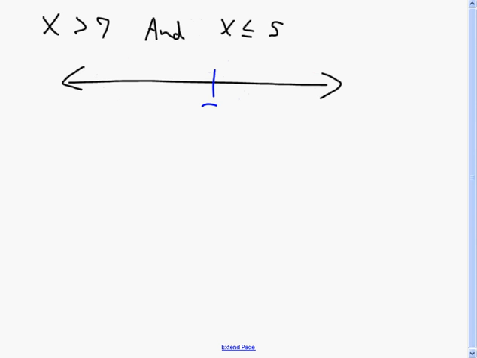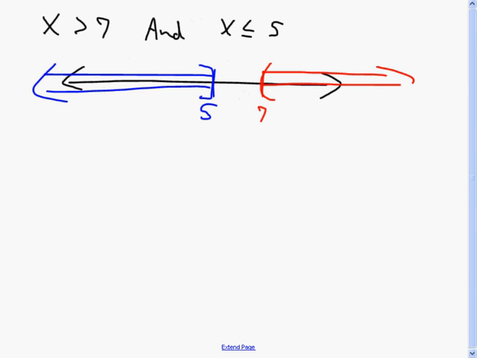So here's 5. I need everything that is less than or equal to that, so I'm going to shade everything to the left. And then 7. I need everything that's greater than 7, so I'd shade everything to the right of 7. And you see that I have no overlap.